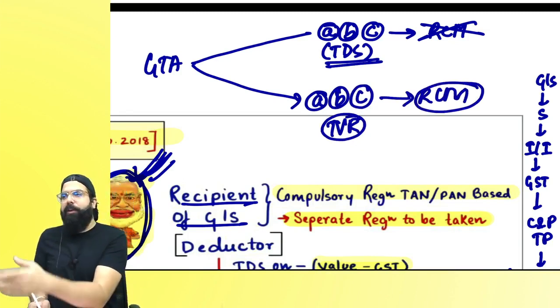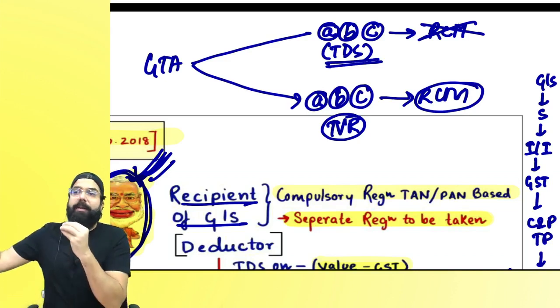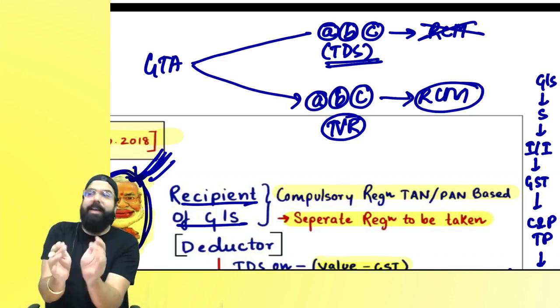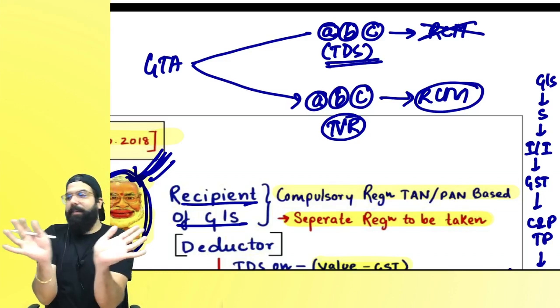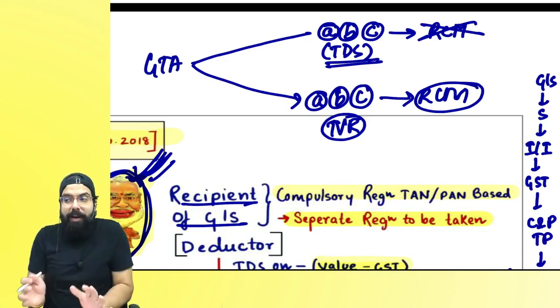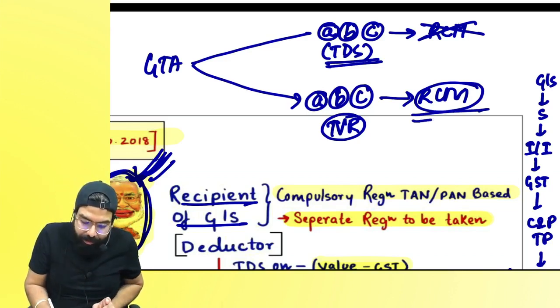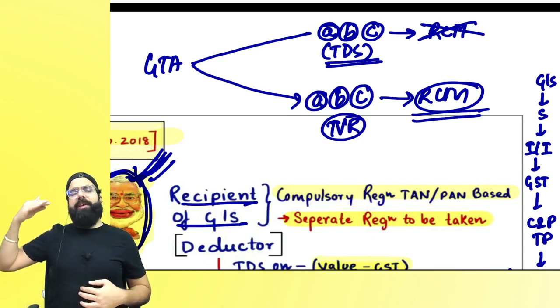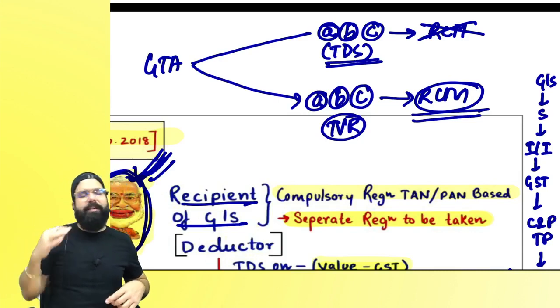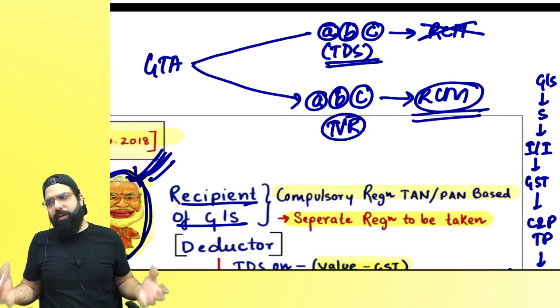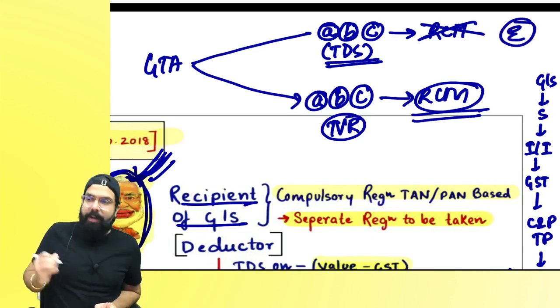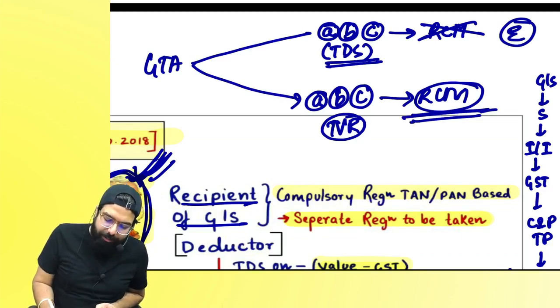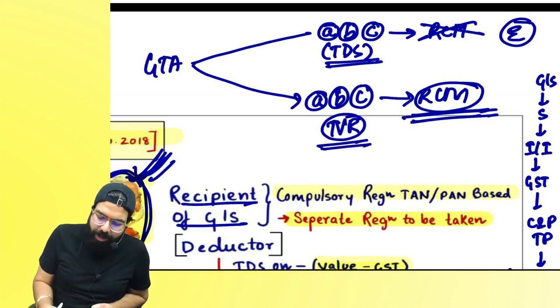I thought I'll tell it to you. I hope you remember. If GTA is giving services to a Department of Central Government, State Government, or Local Authority who are registered as TDS deductor, then RCM is not there. It is exempted. But otherwise, RCM is there if they have taken normal registration.